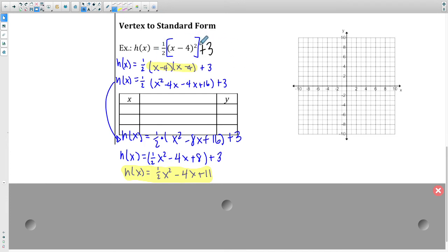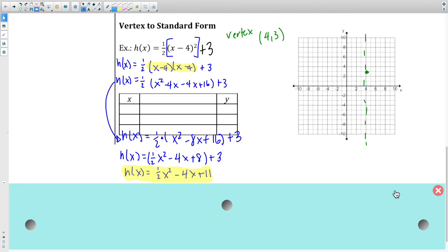From the original, we knew that the vertex was at 4, 3. So I'm going to go to 4, 3 and plot my vertex. And if that's my vertex, then I know my axis of symmetry is there as well. This form told me that I have a y-intercept at 11. So it's a little bit off my graph, but I'm just going to put it right here. And if I have it there, that is 4 boxes over, so I can go 4 boxes over and have another one here.